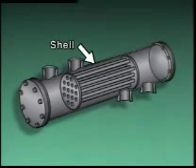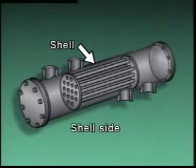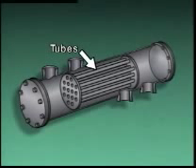The shell is the casing of the heat exchanger. The area inside the shell and outside the tubes is commonly called the shell side of the heat exchanger. The shell also has an inlet and an outlet. The tubes are used to create a separate flow path through the shell.